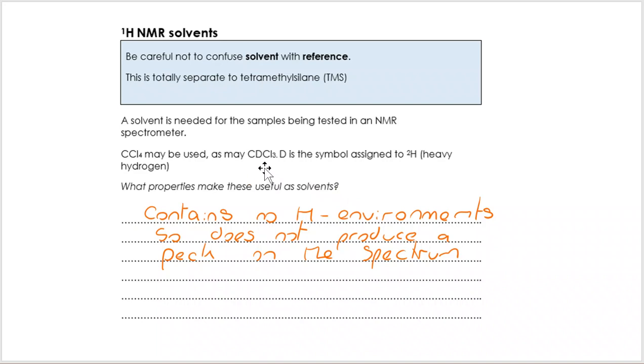D is essentially deuterium. It's a heavy hydrogen, and it's got an even number of nucleons. And from the background that you will have read about on this, for NMR to work, you need to be able to get nucleon spin. And that only happens when there's an odd number of nucleons.